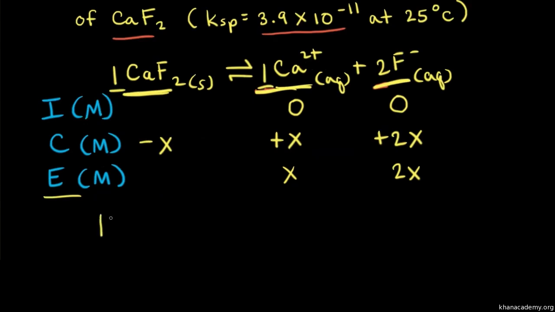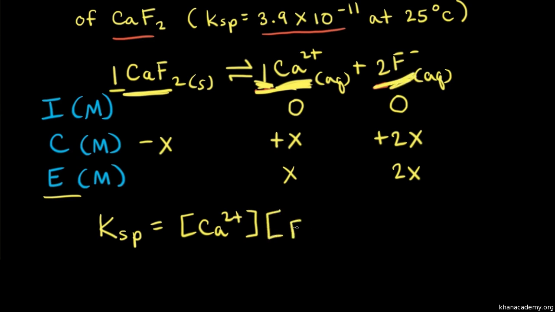The next step is to write the Ksp expression from the balanced equation. So Ksp is equal to the concentration of calcium 2 plus ions, and since there's a coefficient of 1 in the balanced equation, that's the concentration of calcium 2 plus ions raised to the first power times the concentration of fluoride anions. And since there is a coefficient of 2 in the balanced equation, it's the concentration of fluoride anions raised to the second power. Pure solids are not included in equilibrium constant expression. So we're going to leave calcium fluoride out of the Ksp expression.